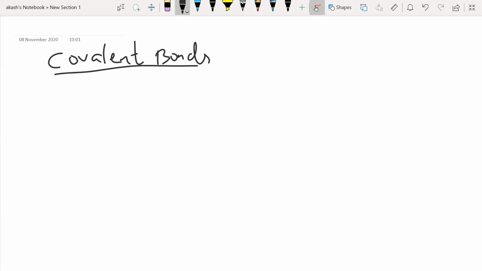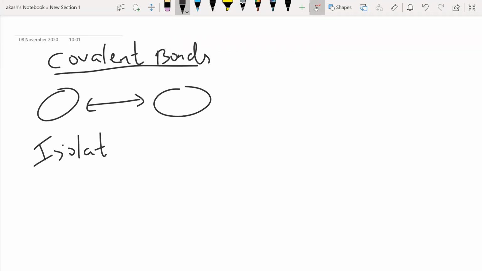Okay, let me start with this. There are two atoms, and they're very, very far apart. The distance between them is very, very large. I'm going to call these atoms isolated atoms.